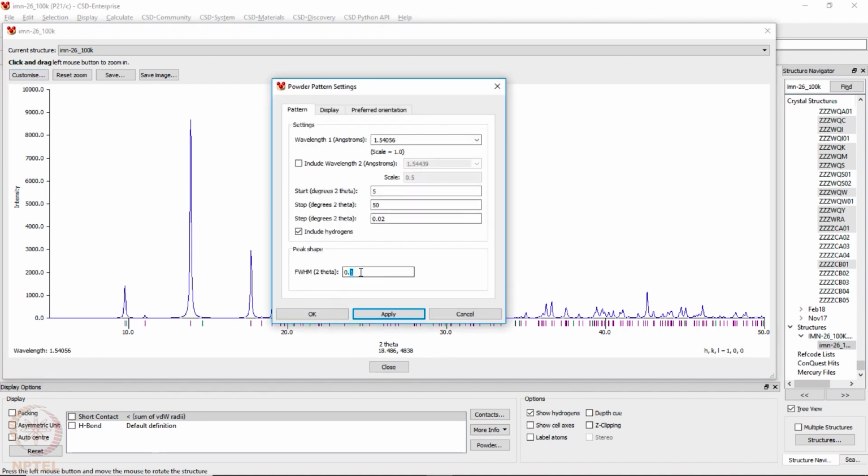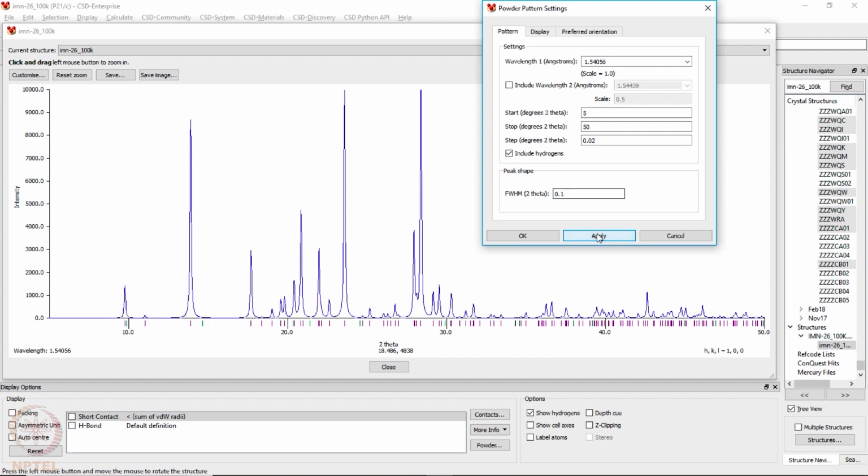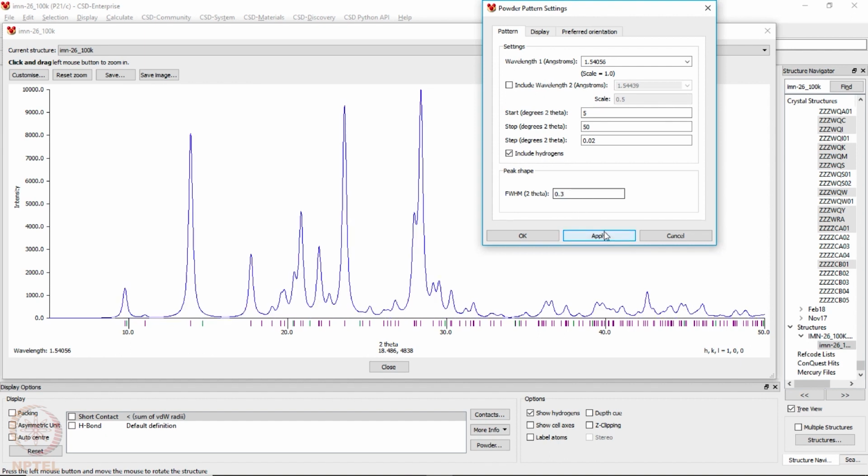You can increase the FWHM to about 0.25, which is a general case for routine data collections. And see here, this is determined using the copper K alpha radiation. One can change this, so let us first do it with copper. You can see that by changing the FWHM from 0.1, which had the peaks very sharp, to 0.3, the peaks become a bit broader, which looks more like the data that is generally collected using a powder X-ray diffractometer.